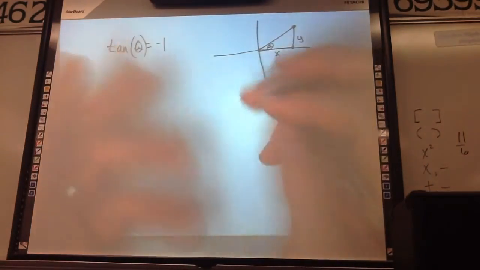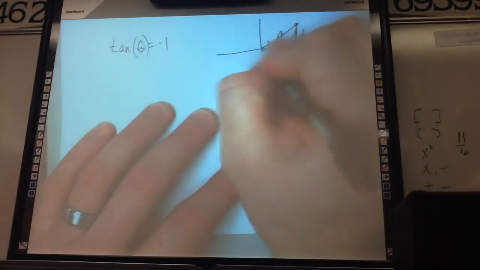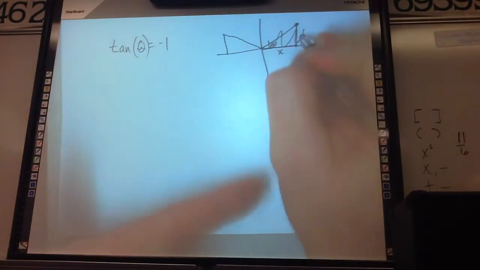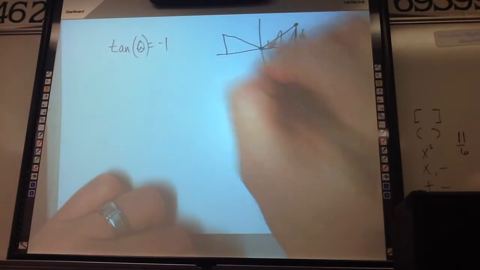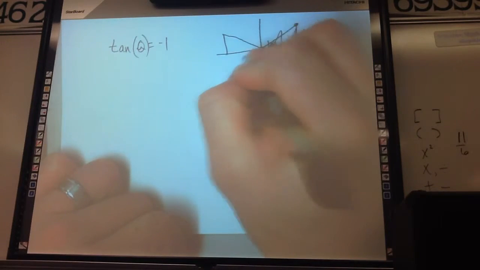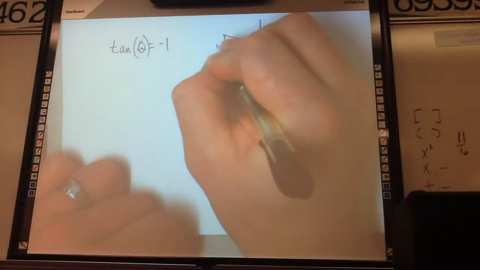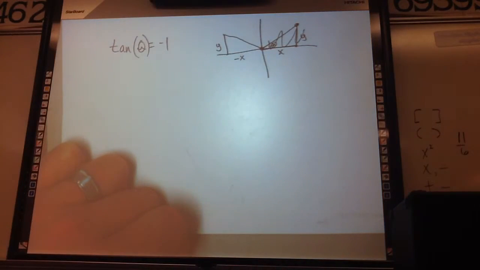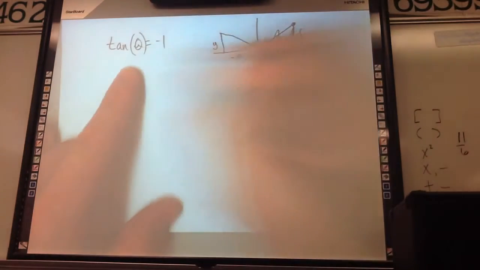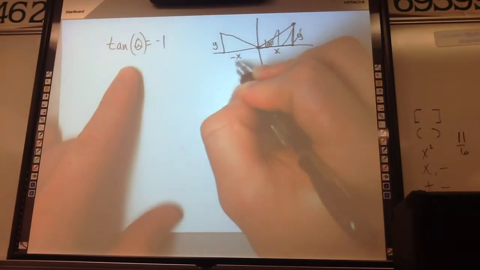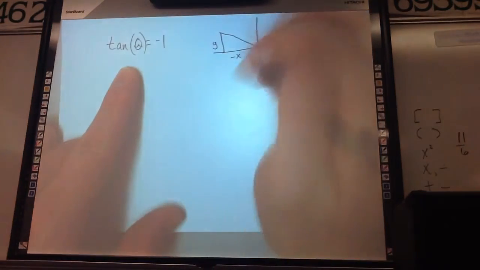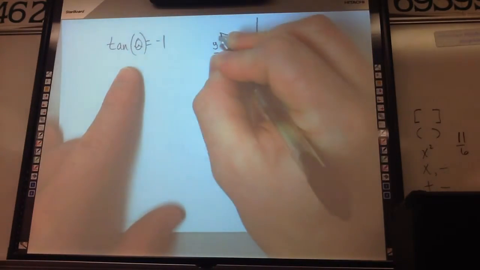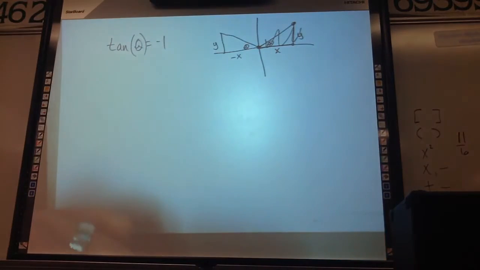You could pick a different one. Let's say you picked over here next, quadrant 2. Will this work? My x value will be negative, my y value will be positive. So when I do my tangent, opposite over adjacent, positive divided by a negative is a negative. It works, right? So far, this could be my answer.